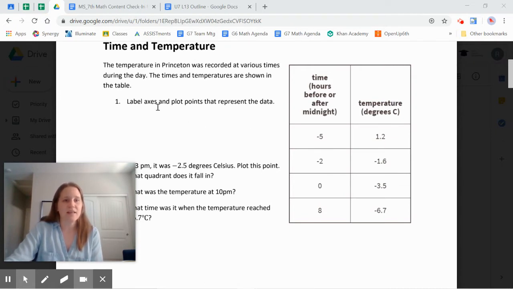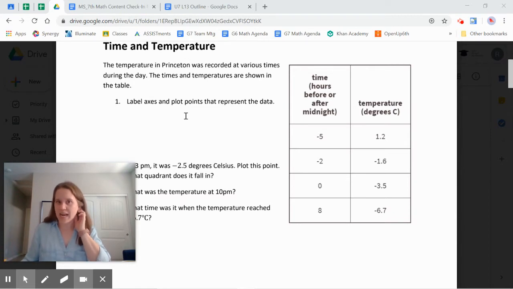Number 1 says label axes and plot points that represent the data. So we're gonna do this together. The reason why is because we're gonna be drawing our first precise graph together, and it's a lot easier to check your work if your axes look exactly like mine. There's more than one correct way to do this, but we'll do it all the same way together today so that it's really easy to check our work, okay?